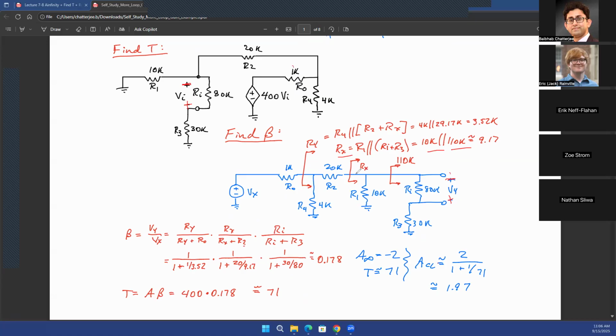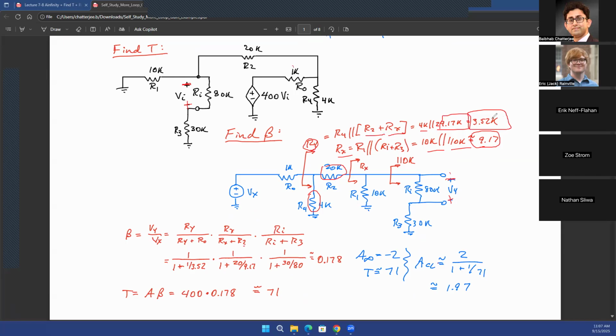Okay. Similarly, you can find out what is Ry. Ry is going to be this R4 resistance in parallel with R2 plus Rx. You already found out what is Rx, which is about 9.2. And then R2 was 20 kilo ohms. So 20 plus 9.2 is going to be about 29.2. Again, 4 kilo ohms in parallel with 29.2, that's about 3.5 kilo ohms.